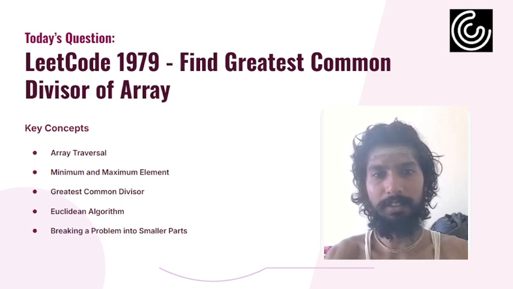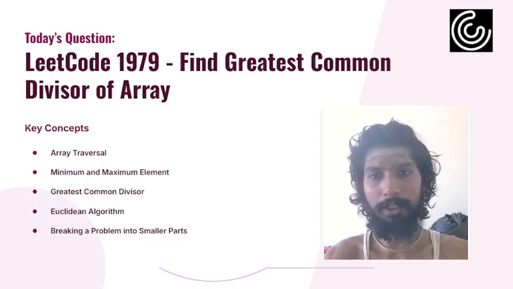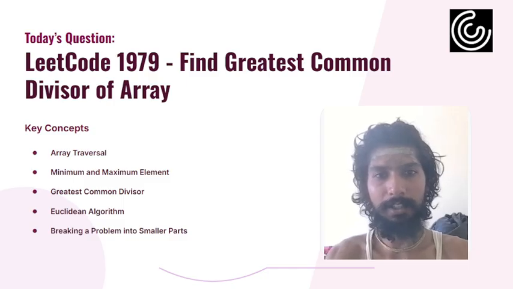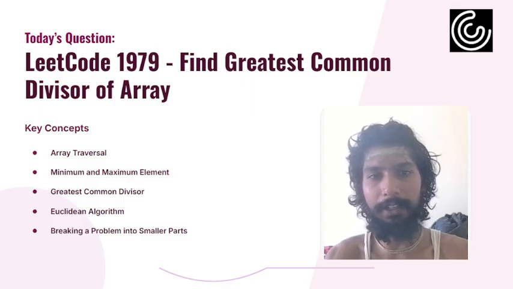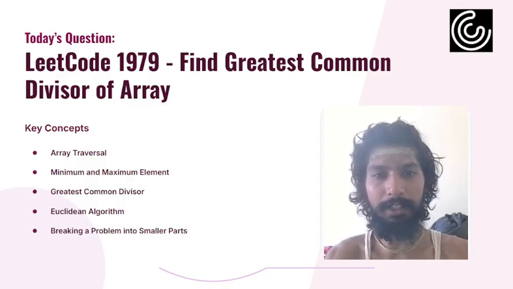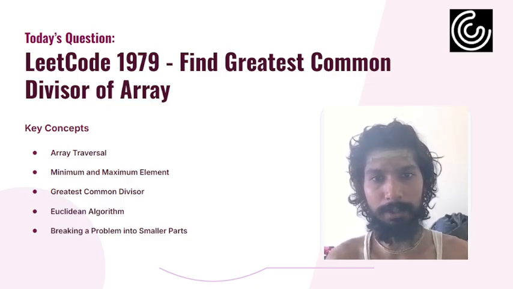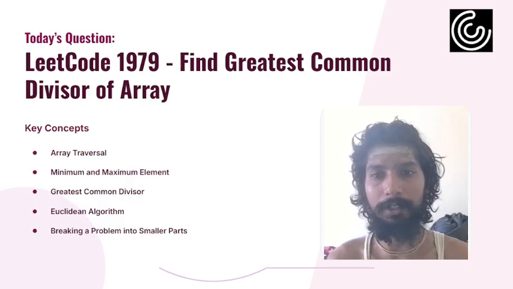Today we are solving LeetCode 1979, find greatest common divisor of array. This is an easy problem, but it teaches some very important DSA concepts. What is GCD? How do we find the minimum and maximum in an array? Why do we only need the smallest and largest elements? And most importantly, how does the Euclidean algorithm work? So do not skip this problem just because it looks easy. Small problems are where we build strong fundamentals.